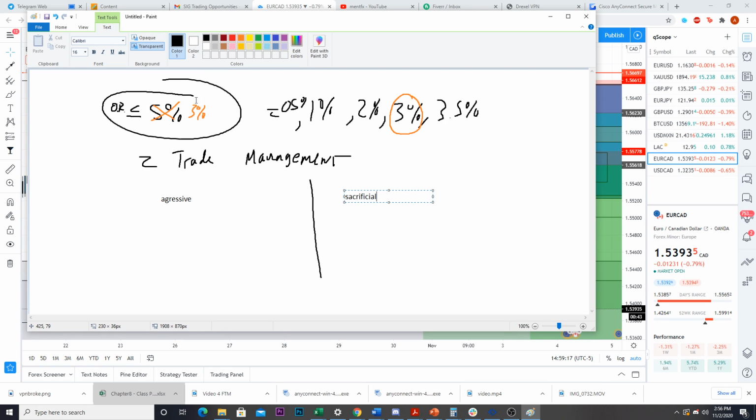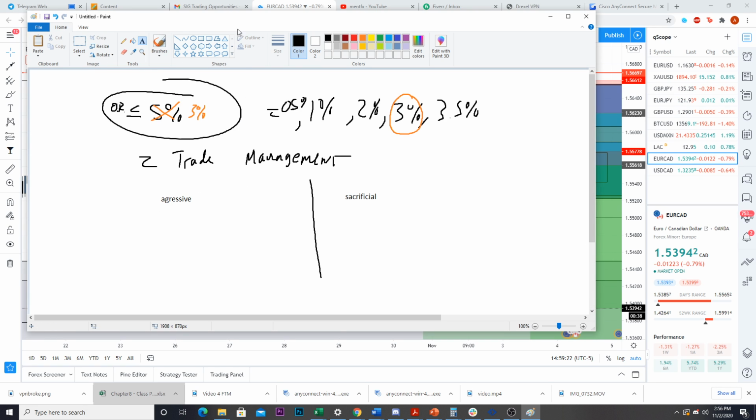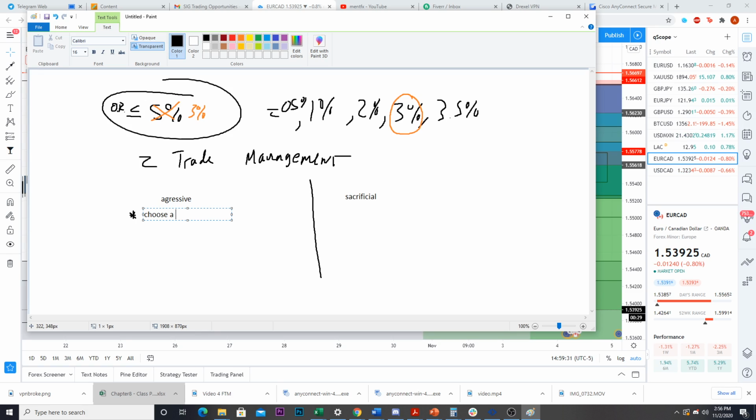Now, how does this ultimately work? There's multiple ways that you can trade within these two styles, right? The one way on aggressive, and this is the way I've seen a lot of traders employ, is to choose a risk to reward you will always take profit at, and move stop loss to break even after a certain amount of pips have moved in the direction of your trade.